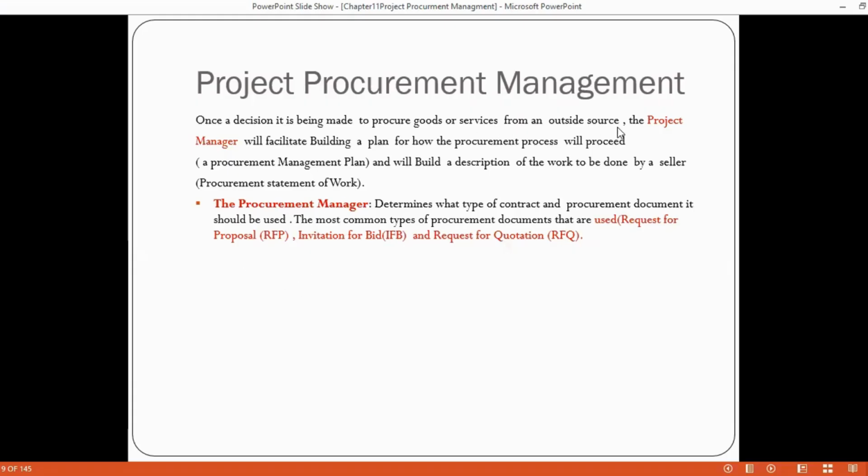So the procurement management determines what type of contracts and procurement documents should be used. The most common: we might have what we call an RFP, request for proposal, and each vendor is required to submit a technical proposal and a financial proposal. Invitation for bid, in which we have a group of vendors in the same room, and everyone explains the technical proposal, and then in a private room they discuss the financial proposals. Or we might have what we call a direct purchase order.